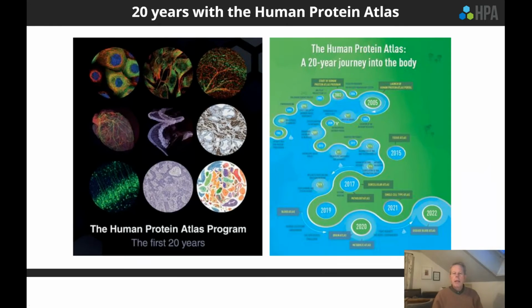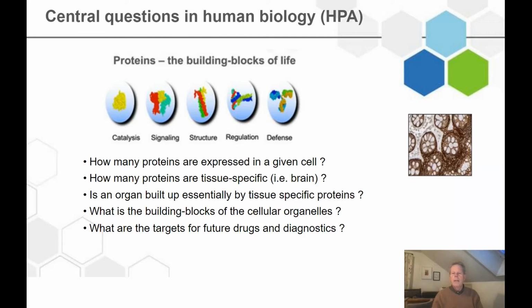So during these 20 years, we have done a lot of milestones, as is outlined on the right here, but I don't want to go into that in detail, simply to say that we are trying to answer central questions in human biology. What are the targets for future drugs and diagnostics? How many proteins are in a given cell, and so on? How many proteins are tissue specific, and so on?